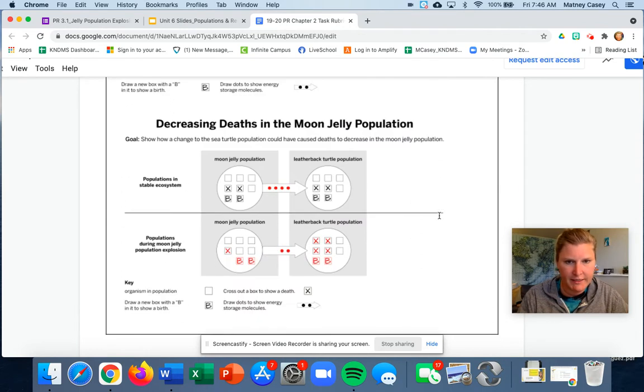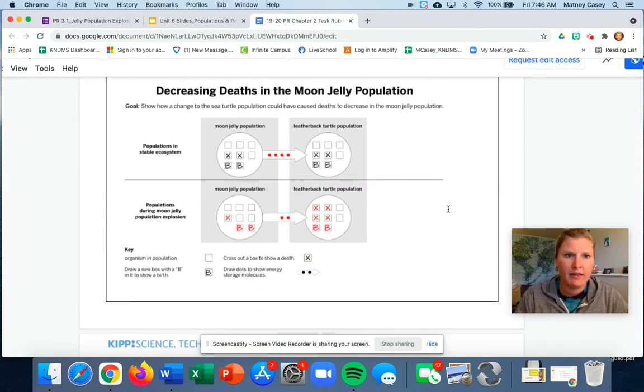You're decreasing deaths in the moon jelly population. This was Model 2. So on Model 2, you were trying to show how a change to the sea turtle population, that's the consumers of the moon jellies, could have created deaths to decrease the moon jelly population. So in a stable ecosystem, there again, same number of births and deaths for both the jellies and the turtles, and then just a set number of energy storage molecules moving from the resource to the consumer.